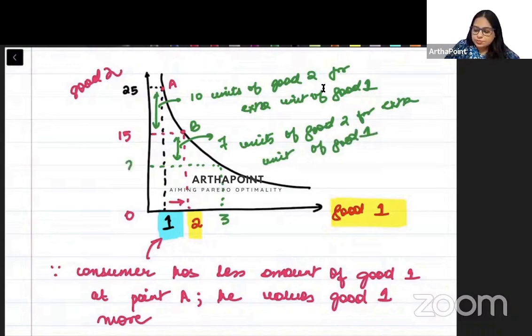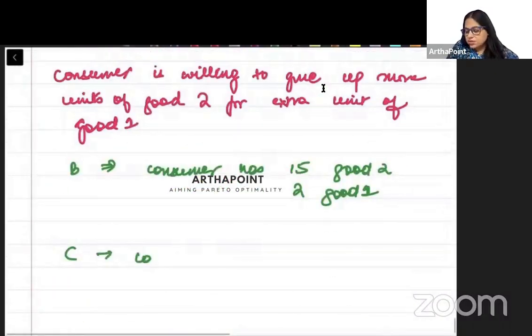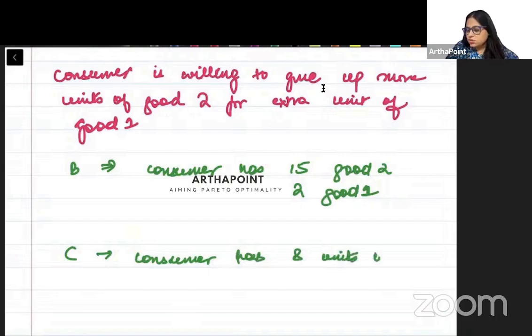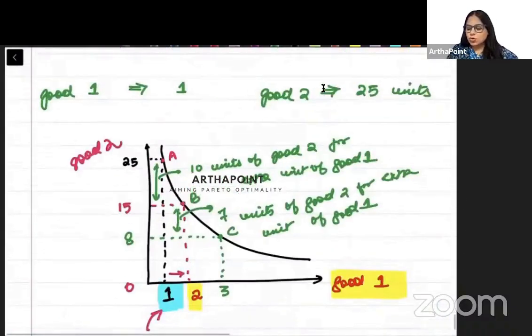I am willing to give up 7 units of good 2 for an extra unit of good 1, and you come to point C. Up at point C, the consumer has 8 units of good 2 and he has 3 units of good 1. And you again ask the consumer what he wants to do.